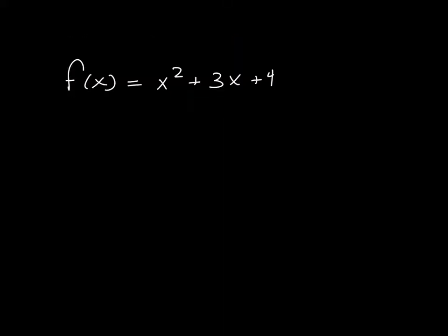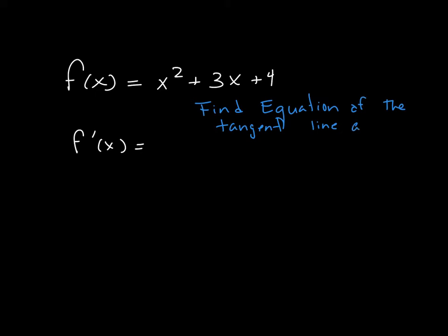So the first thing that I want to do here is find the derivative using the process of the limit. And I want to find the equation of the tangent line at a given point, and this point will be at -2, 2.